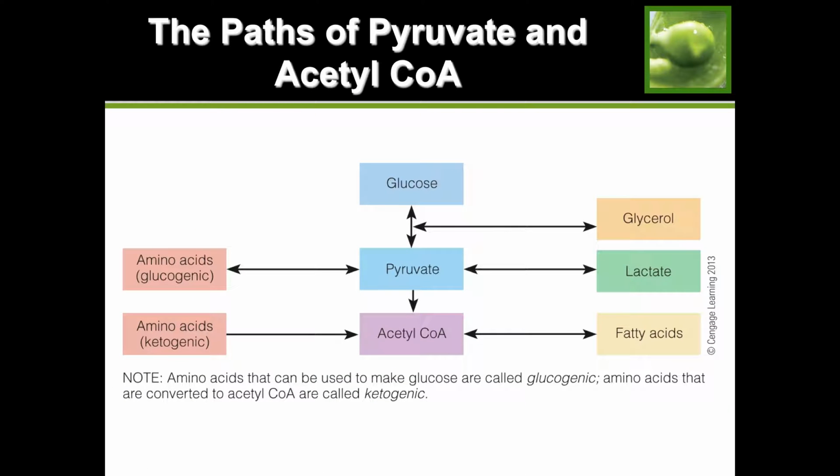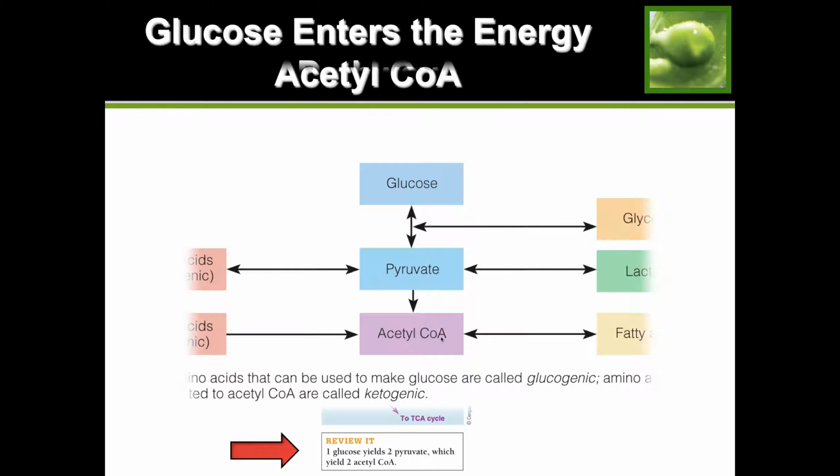So the pathways of pyruvate and acetyl-CoA, sometimes it's reversible, so this is what these arrows mean. Glucose to pyruvate is reversible, amino acids to pyruvate is reversible, glycerol to pyruvate is reversible, lactate to pyruvate is reversible, and fatty acids to acetyl-CoA is reversible. The only 2 that are not reversible: once pyruvate becomes acetyl-CoA, it cannot be reversed, and once amino acids get converted to acetyl-CoA, it cannot be reversed.